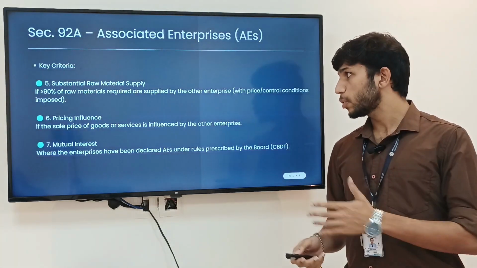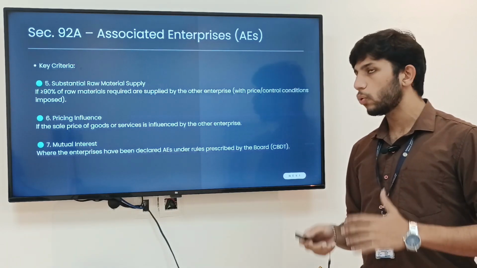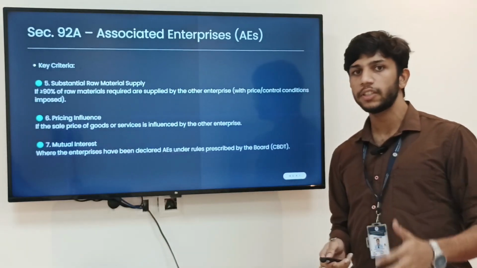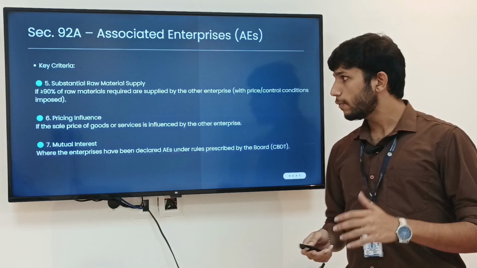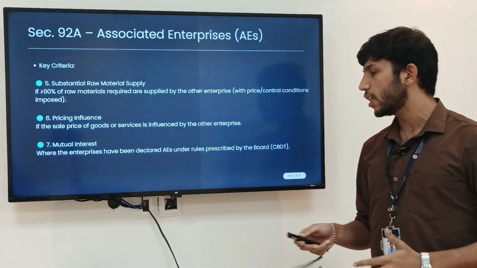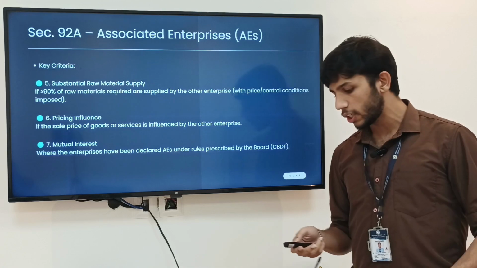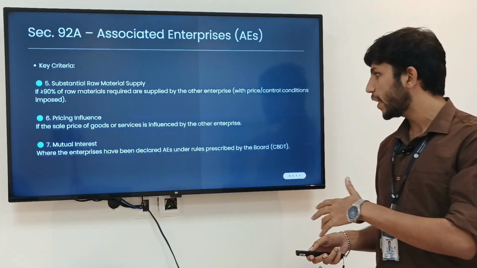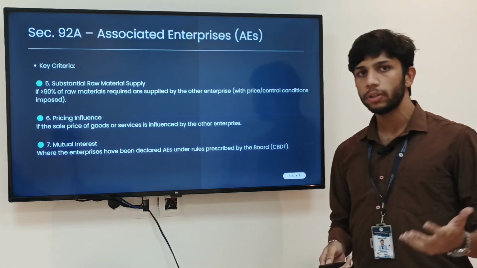Next one is substantial raw material supply. If more than 90% of the raw material required are supplied by another enterprise, then both enterprises are considered as associated enterprises. Next one is pricing influence. If the sale price of the goods and services is influenced by the other enterprise, then both enterprises are called associated enterprises. Then mutual interest. Where the enterprises have been declared as associated enterprises under the rules prescribed by the Board.